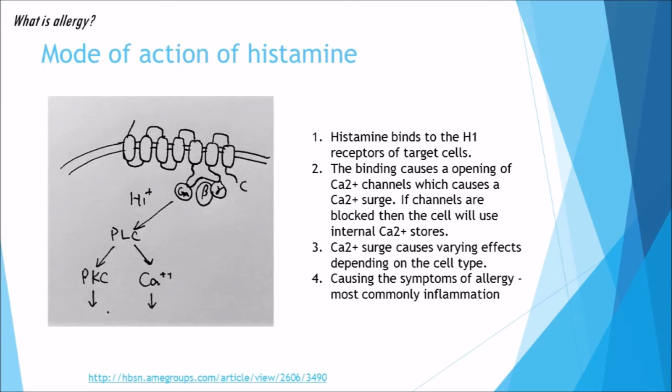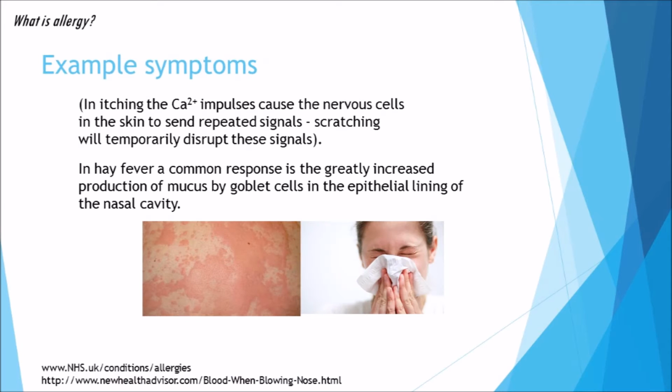The H1 receptor is a G-protein coupled receptor. Once the histamine binds, it triggers the internal cell signaling pathway. This pathway causes an opening of calcium 2+ channels, causing a surge in the concentration of calcium 2+. If the channels are blocked, then the cell will use its internal calcium store. This increased calcium concentration causes cell effects. For example, in nerve cells it causes impulses which constantly fire, causing itching. In epithelial cells, especially in the nasal cavity, it causes increased mucus production.